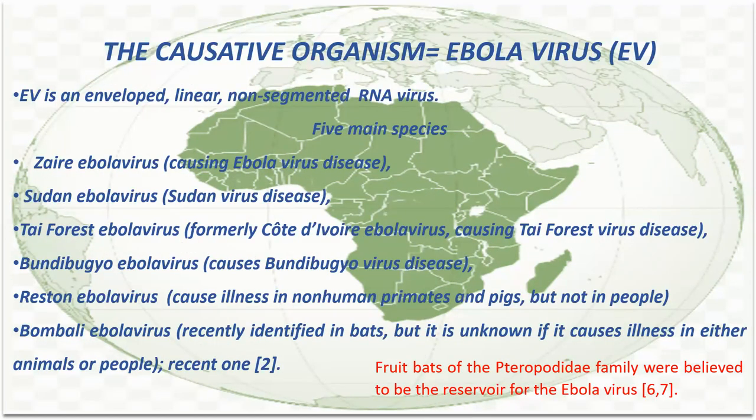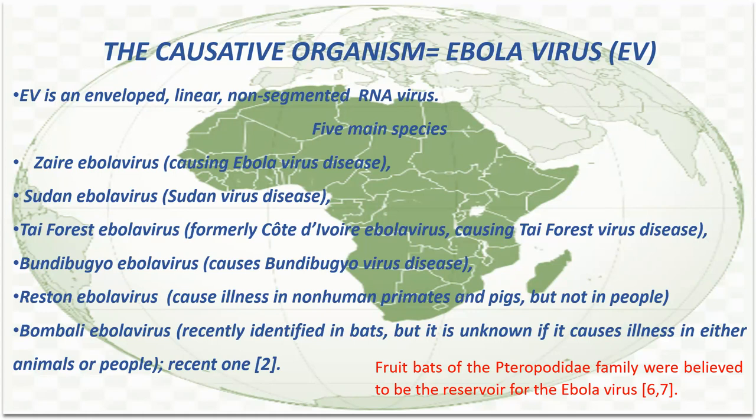What are these? There are about five organisms that cause Ebola virus disease, with the recent one that makes it six. And each of these organisms is named based on where it first occurred. The first one of them is Zaire Ebola virus, which causes most of the Ebola virus disease. Then we have Sudan Ebola virus, which causes Sudan virus disease. So each of them is named according to the country where it was first reported.